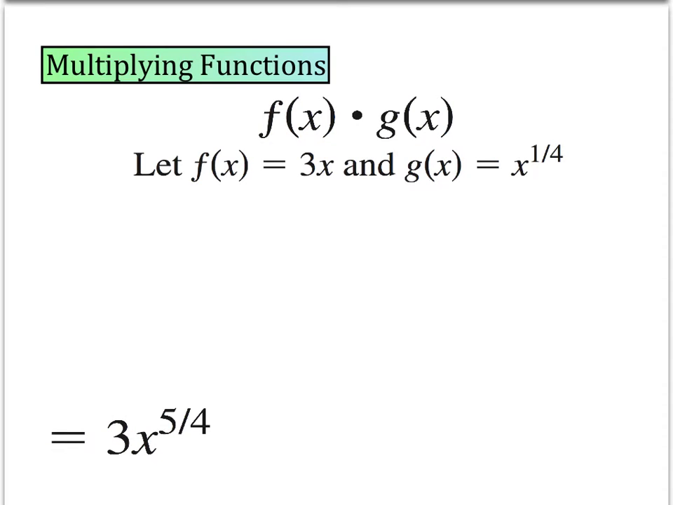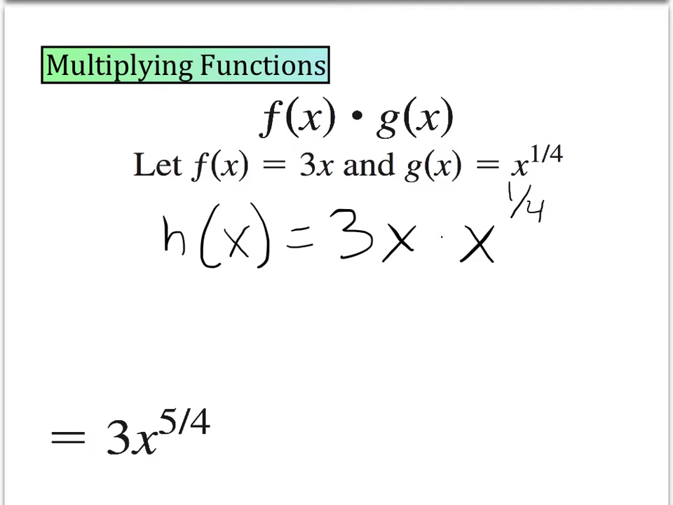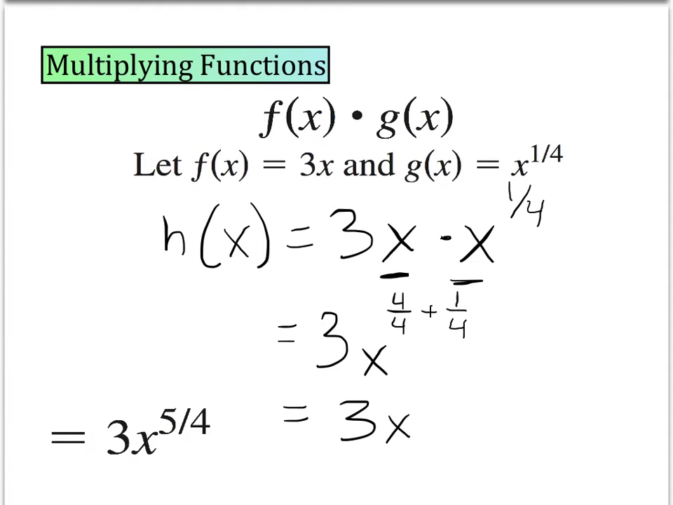Multiplying, you multiply the same way that you would in any other situation. So we're trying to figure out what our h of x is. All we do is 3x times x to the 1/4. Now we know when we're multiplying similar bases raised to different exponents, we have to add them. So it's going to be 3x to the, and I'm making this 4/4 so we have similar denominators, so this will be 3x to the 5/4.